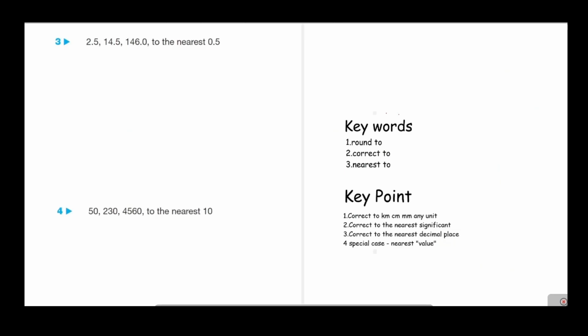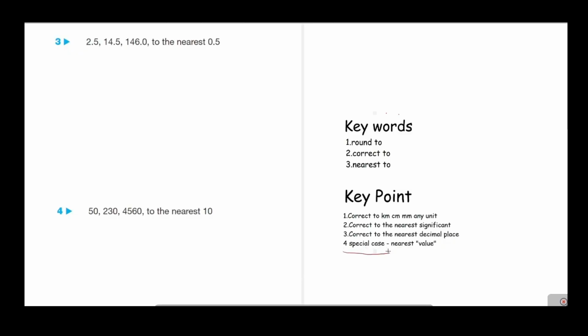Let's see how to do this question. There are two questions that are a bit different but basic. 2.5, 14.5, 146.0 to the nearest 0.5. Did you notice here there is no specific keyword like correct to, significant figure, decimal place, to the whole number, or 1 centimeter or kilometer? There's nothing like that. This is under the fourth type of key point, special case.